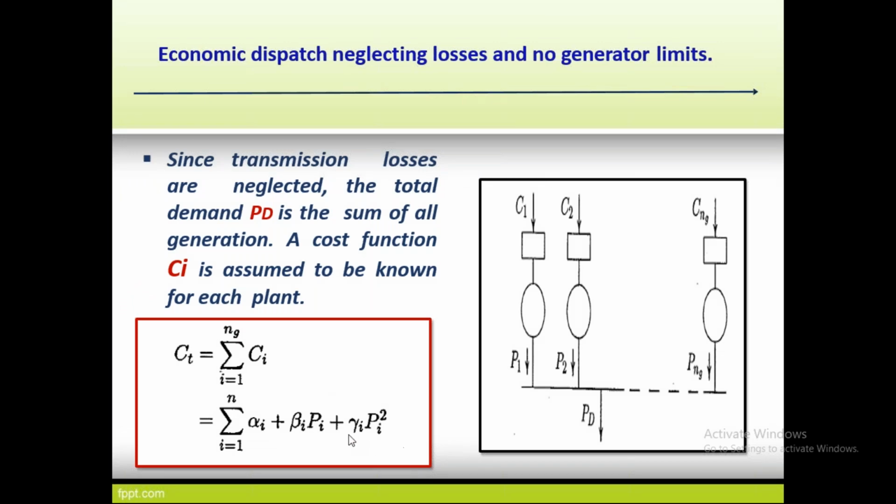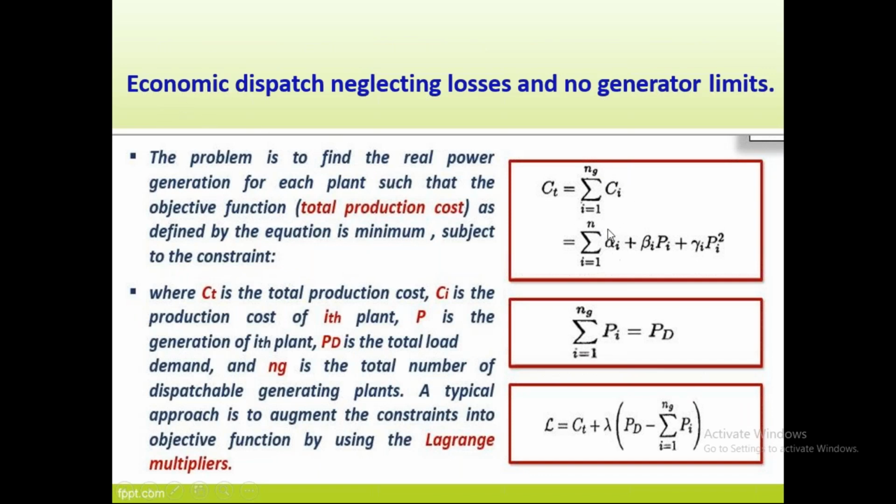Let me see how we can calculate the cost and the scheduling of each unit when we know the maximum demand, that is the load demand. Here this is the cost problem, and this method is used to find the real power generation for each unit in the plant. It is the total production cost as defined by the equation, minimum subject to constraint. This is the equation we can use for the cost of each plant for generating and scheduling for the particular load demand.